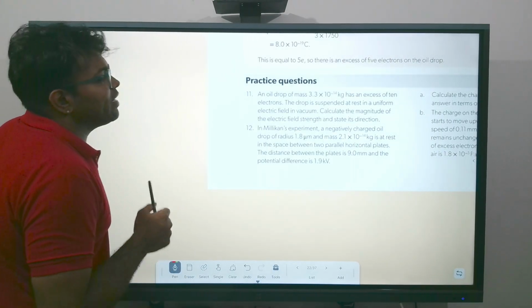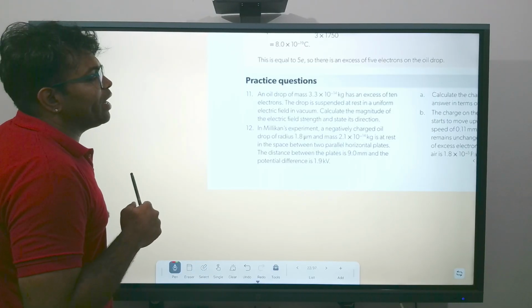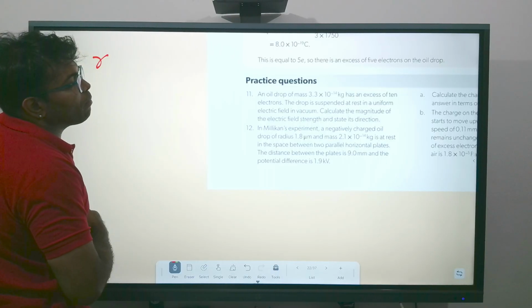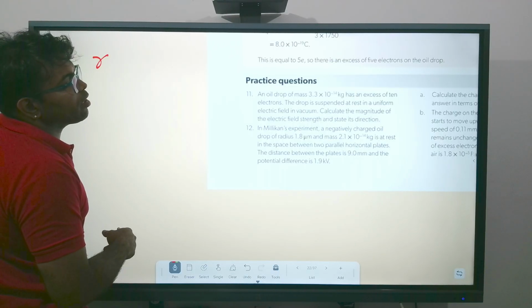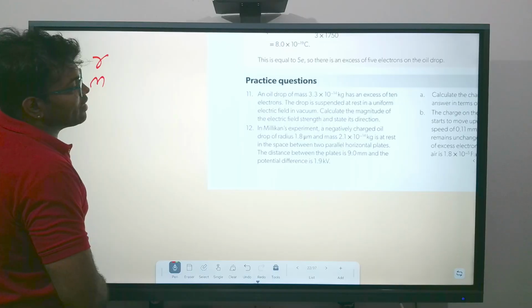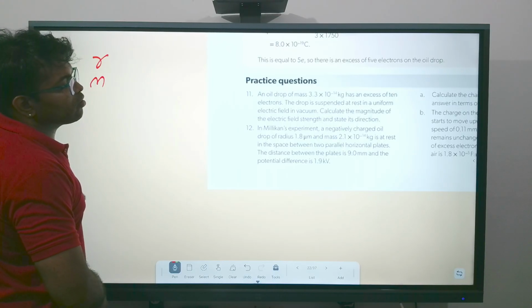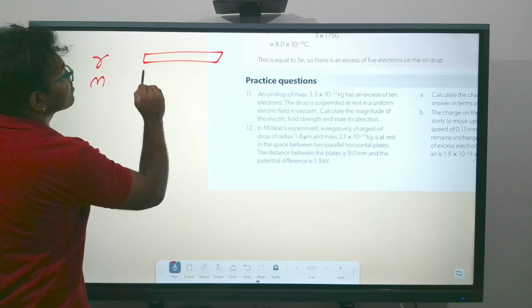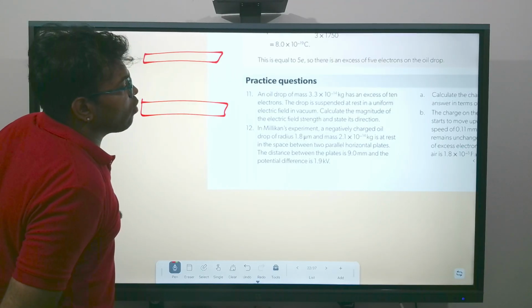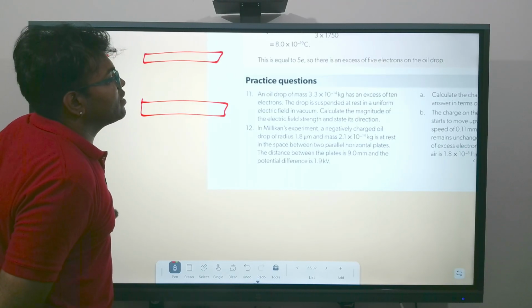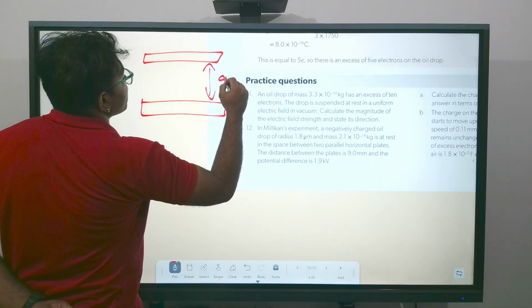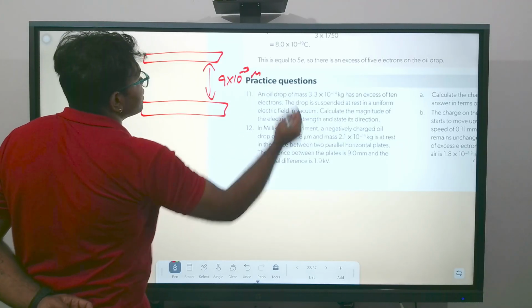In Millikan's experiment, a negatively charged oil drop of radius 1.8 micrometer is given to us, and mass 2.1 into 10 to the power minus 14. So mass is given to us. It is at rest in space between two parallel horizontal plates like this. The distance between the plates is 9 millimeter. So this comes out to be 9 into 10 to the power minus 3 meters.